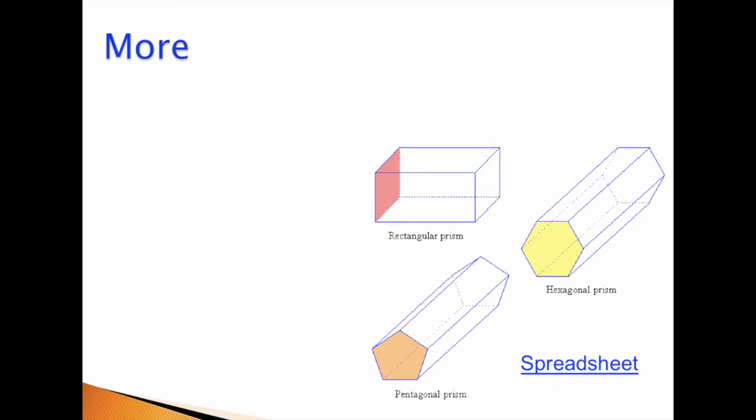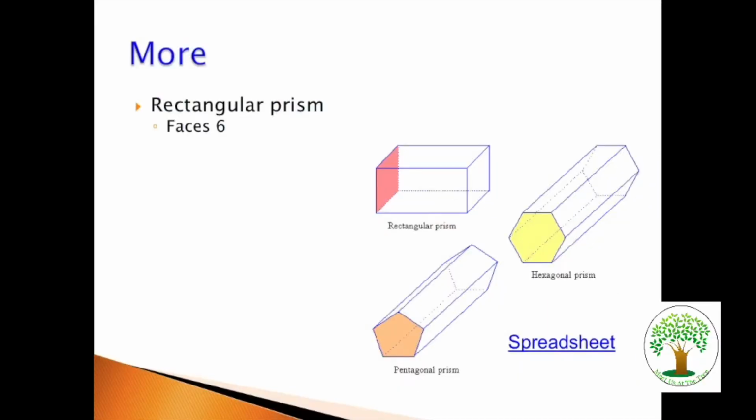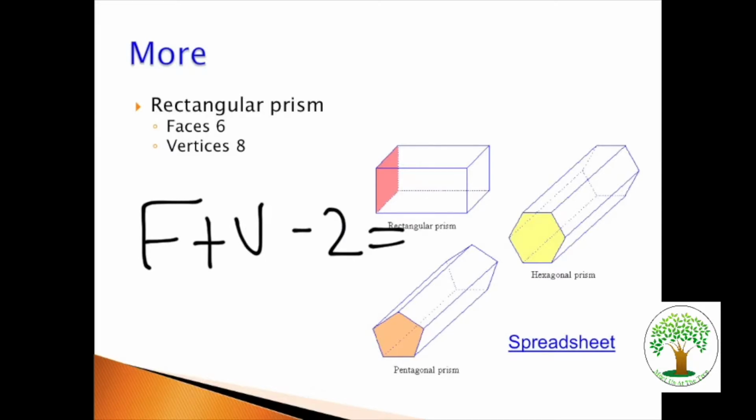All right, so we're going to come up here. Now we have a rectangular prism. I'm going to tell you right now, your rectangular prism, you have one, but it's also a cube. It's got 6 faces. I'm going to tell you it's got 8 vertices. Based on the prediction that we've made, faces plus vertices minus 2 equals the edges, 12.